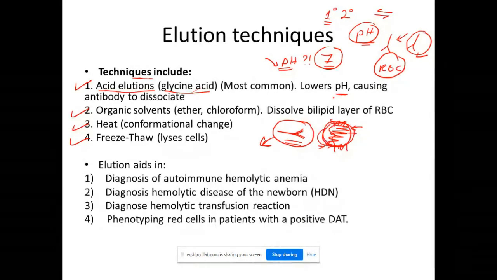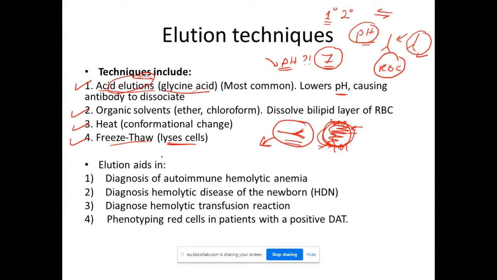So all of these will help me to dissociate the antibody from the antigen. However, they will affect the red blood cell, and the least affected is the first one, the acid elution. Do you remember when we said freeze and thaw affects, for example, the plasma? We also said we don't put the red blood cell in the freezer, for example, because this will lyse the cells. So yes, it will lyse the cells, and we can use this property to lyse the cells to dissociate the antibody from them.